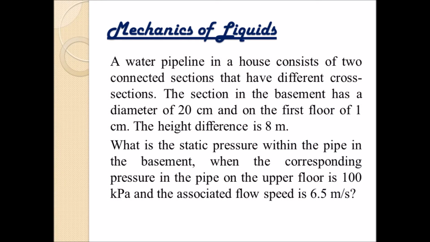A water pipeline in a house consists of two connected sections that have different cross-sections. The section in the basement has a diameter of 20 centimeters and on the first floor of 1 centimeter. The height difference is 8 meters. What is the static pressure in the pipe in the basement when the corresponding pressure in the pipe on the upper floor is 100 kilopascal and the associated flow speed is 6.5 meters per second?